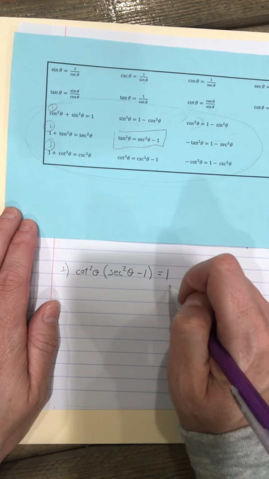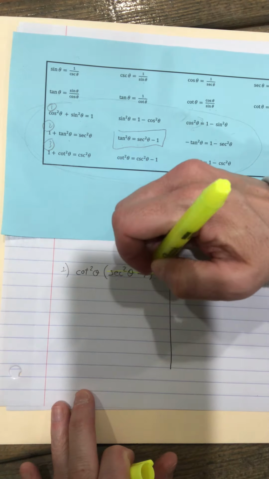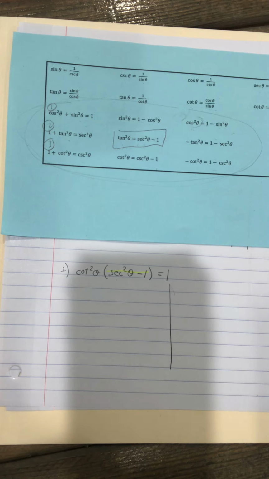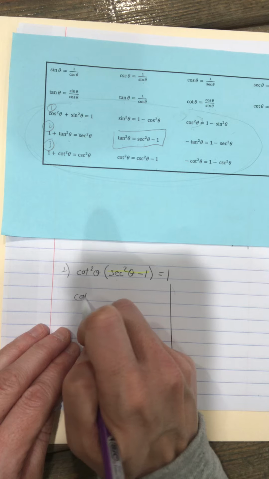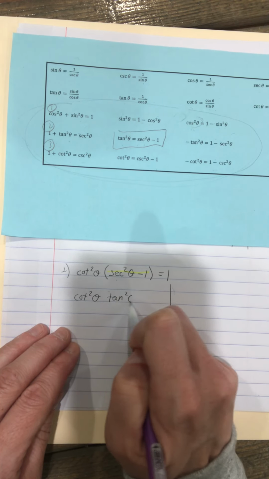So right off the bat, I'm going to be working with my left side, and I see that I can input a tangent squared for that secant squared minus 1. Anytime you see that trig function squared and a minus 1, it's a great idea to see if a Pythagorean identity can help you. And right now, I see that I can change this to tangent squared theta.